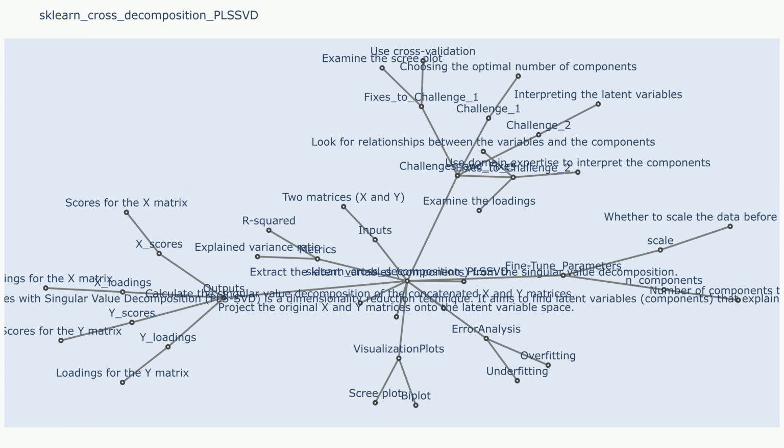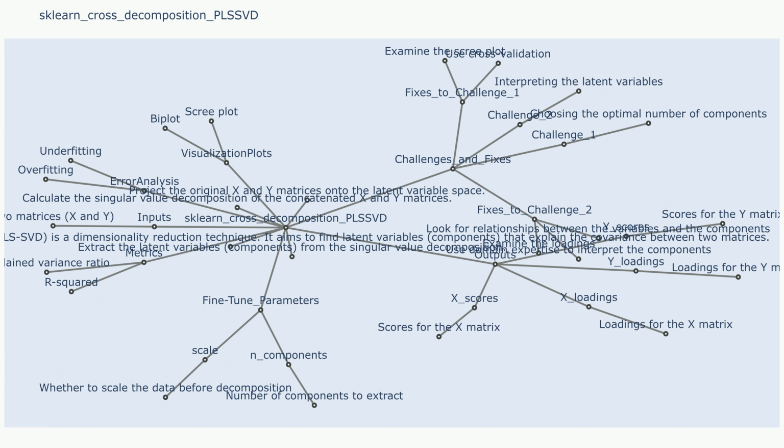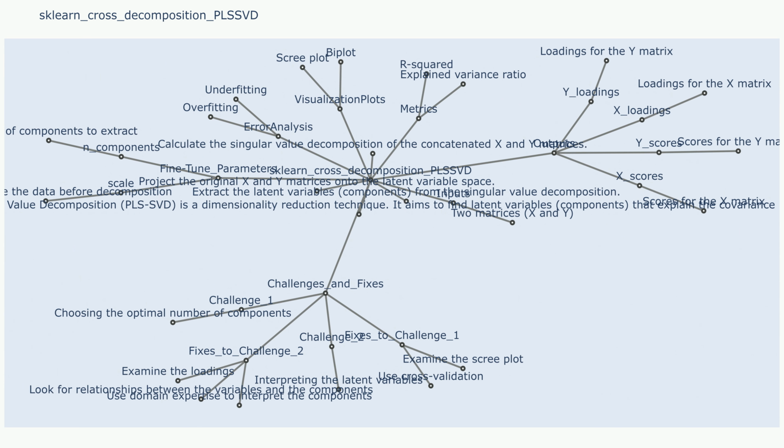Challenge 2: collinearity. Highly correlated variables in the X data can lead to instability in the model. Sample use case that resulted in challenge 2: when multiple predictor variables are highly correlated, the model might become sensitive to small changes in the data, leading to unstable results.